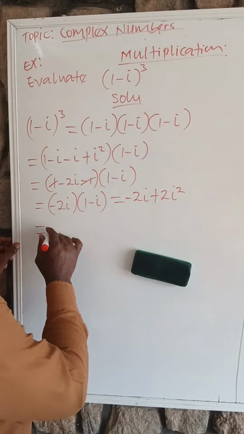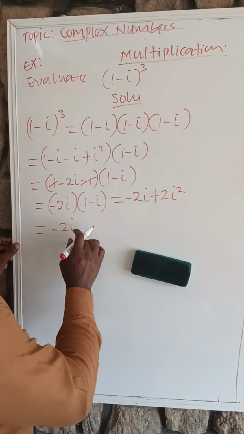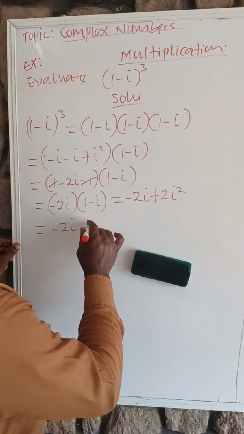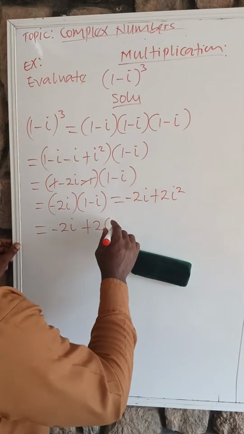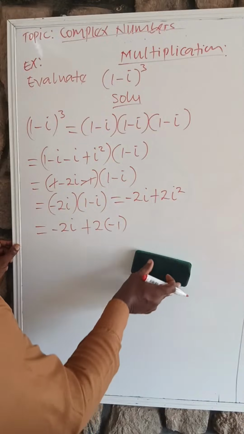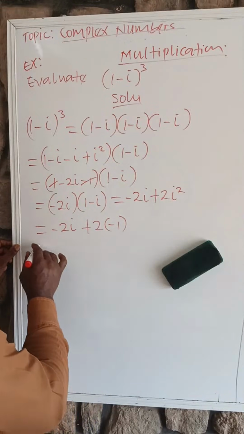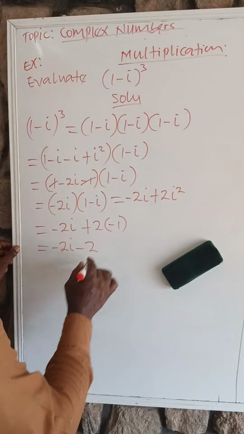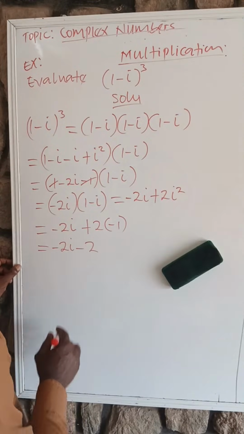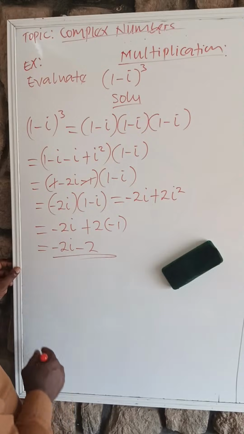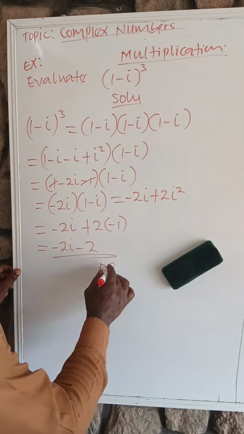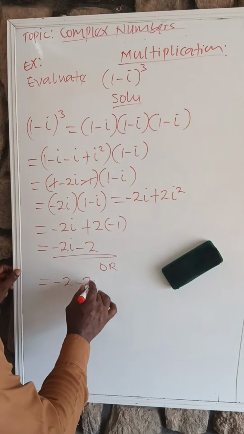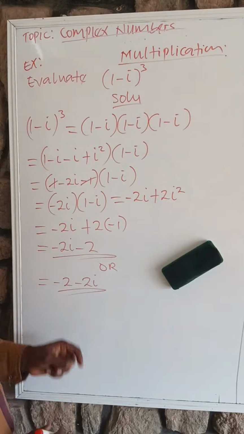So this equals minus 2i plus 2 i squared. What is i squared? i squared is minus 1, right? i squared is minus 1. So this equals minus 2i minus 2. Yeah, this should be the answer, or this is the same thing as minus 2 minus 2i. This is how it's supposed to be.